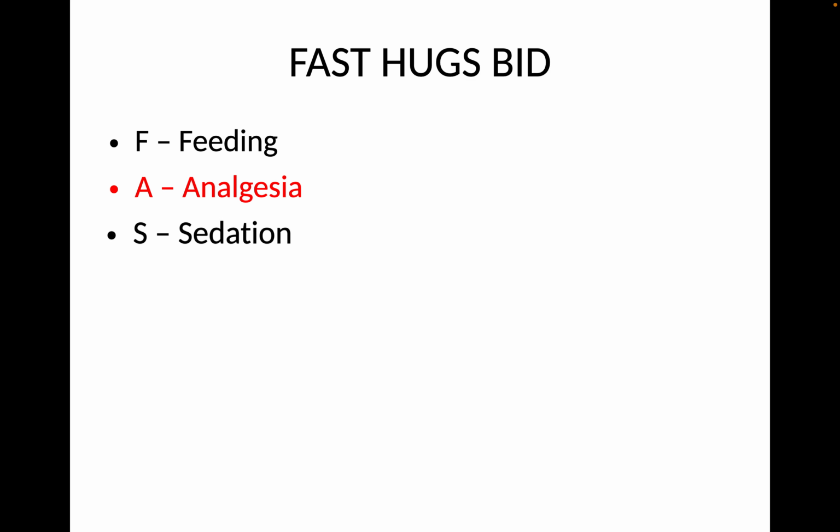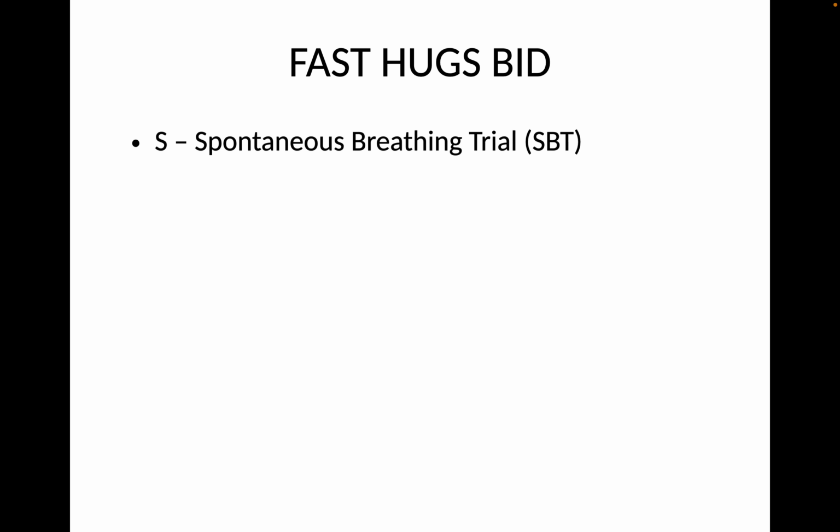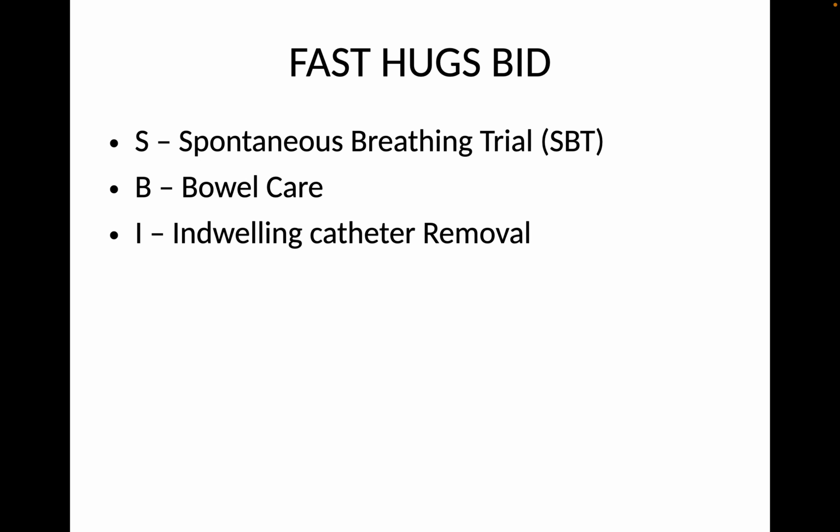So this Jadoo Ki Jhappi, where we start with FAST HUGS BID, as we know, F stands for feeding, A for analgesia, S for sedation, T for thromboembolic prophylaxis, H for head of the bed elevated, U for stress ulcer prophylaxis, G for glucose control, S for spontaneous breathing trials, B for bowel care, I for indwelling catheter and infection control practices, and D for de-escalation of antibiotics. So this is, if you ask me, in today's era of intensive care practice, the most important thing, something which every intensivist should address.